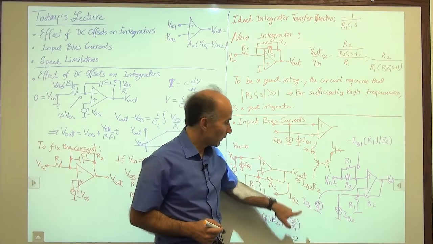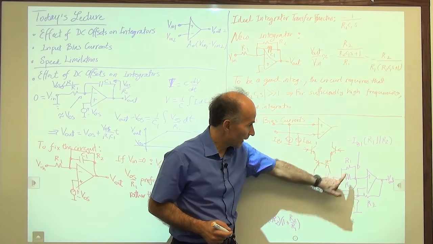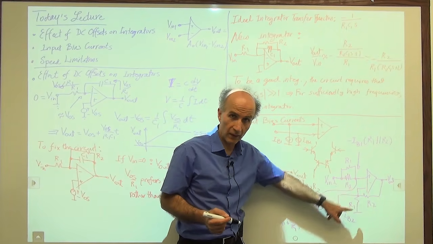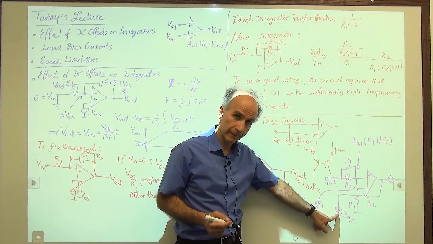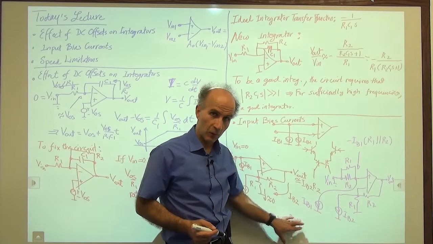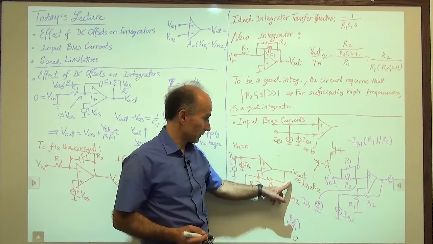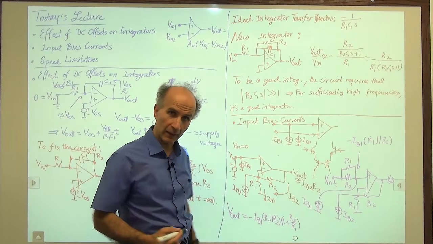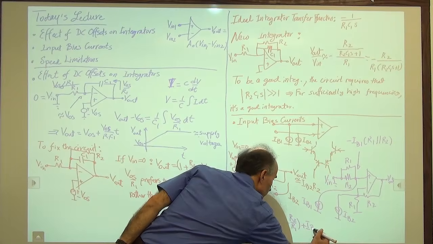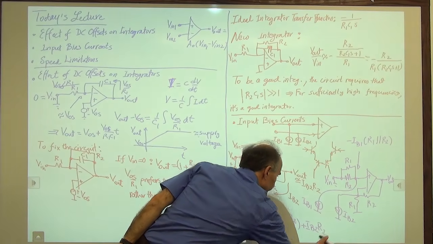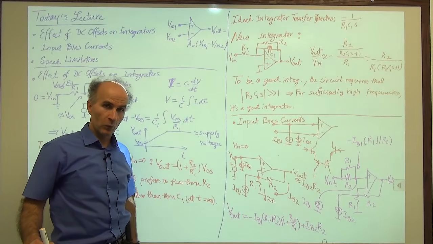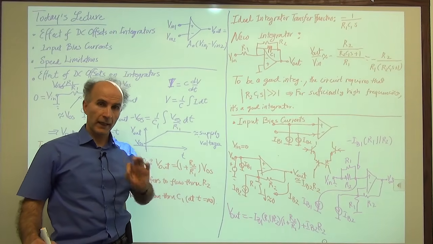Because with IB1 set to 0, having these resistors here doesn't change the gain of the circuit. Doesn't change anything as far as IB2 is concerned. So if we use superposition for IB1, we get this. If we use superposition for IB2, we get this. And we have to add these algebraically. So we have plus IB2 R2. This is the total output voltage of the circuit when we include both IB1 and IB2.